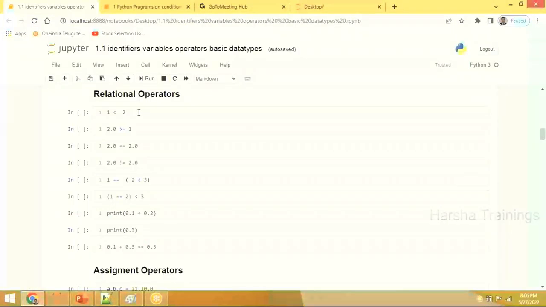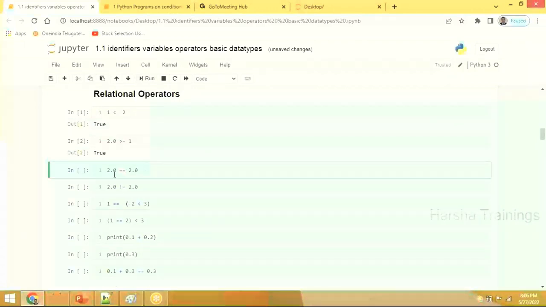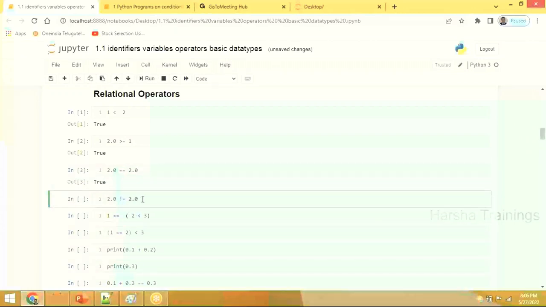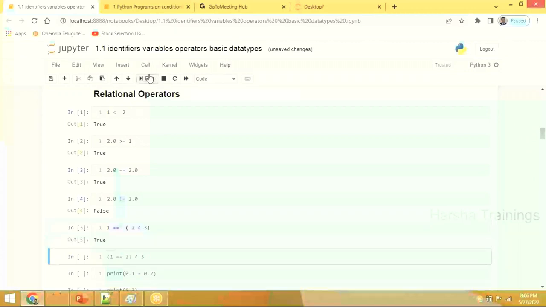Look here. 1 is less than 2, true. 2.0 is greater than or equal to 1, true. 2.0 double equal to 2.0, both are equal, so it returns true. Here it is saying not equal, so it is false. Then 2 is less than 3, it is true. True will be 1, false will be 0. So 1 double equal to 1 is true. Then 1 double equal to 2, false. So false is represented as 0. 0 is less than 3, true. Is it okay for you?